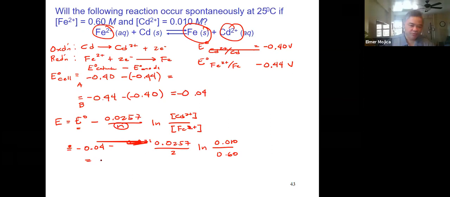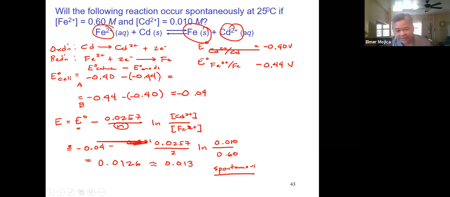So you get around 0.0126, or to simplify it, around 0.013. So this is now spontaneous because you have a positive value. See, you just change the concentration, you can make a system that is non-spontaneous to be spontaneous.